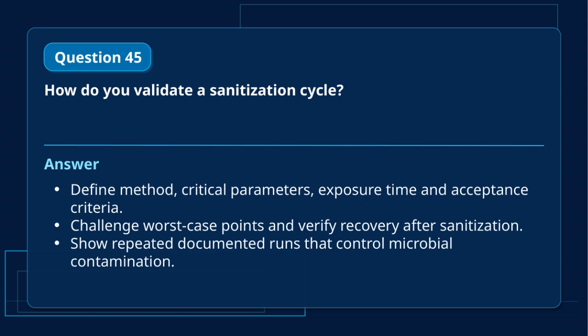After that, verification of microbial recovery ensures that any potential contamination is eliminated. Finally, repeated documented runs are necessary to demonstrate consistent control of microbial contamination. This validation process assures that the sanitization cycle is reliable and effective under real-world conditions.